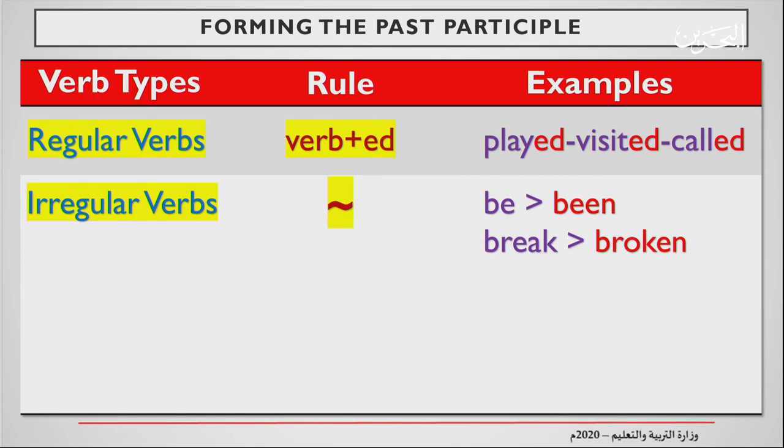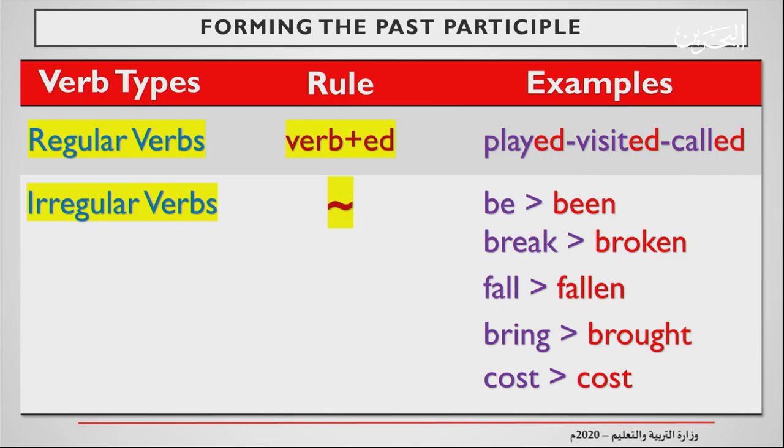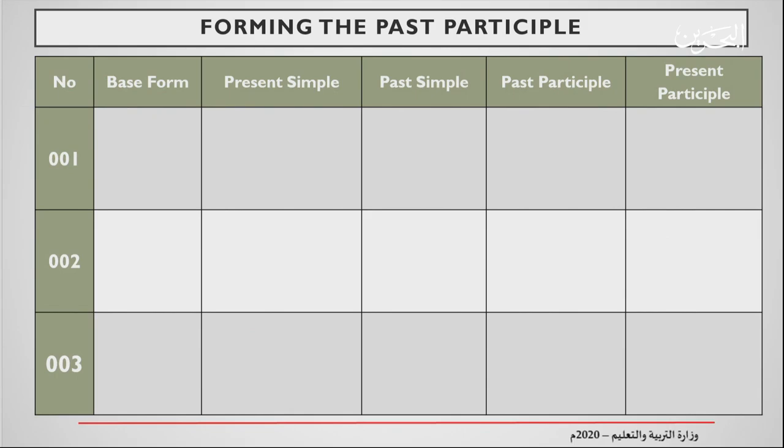Break, broken. Fall, fallen. Bring, brought. Cost stays the same. Now, this means something. It means that you have to memorize a full list of irregular verbs. If you open a dictionary or if you go online, you will find this table. You will find a base form, present simple, past simple, past participle, and present participle.